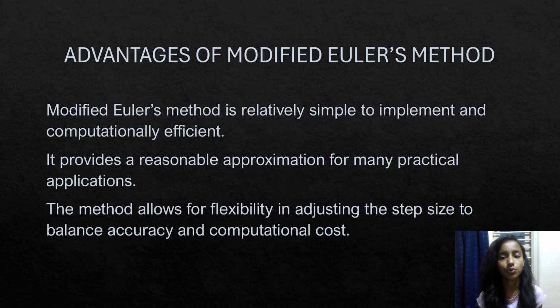Advantages of modified Euler's method. Modified Euler's method is relatively simple to implement and computationally efficient. It provides a reasonable approximation for many practical applications. This method allows for flexibility in adjusting the step size to balance accuracy and computational cost.